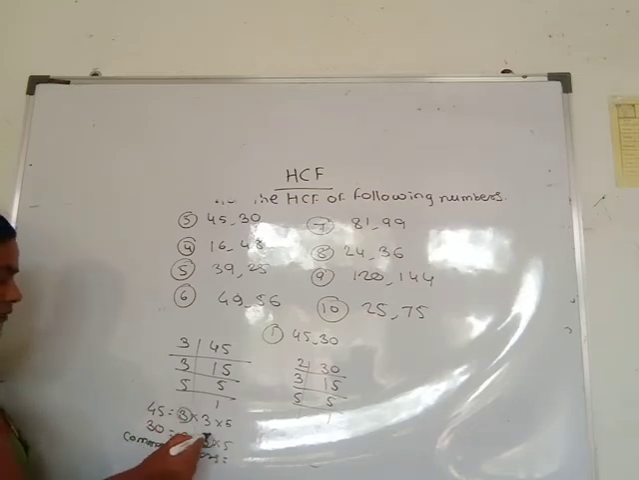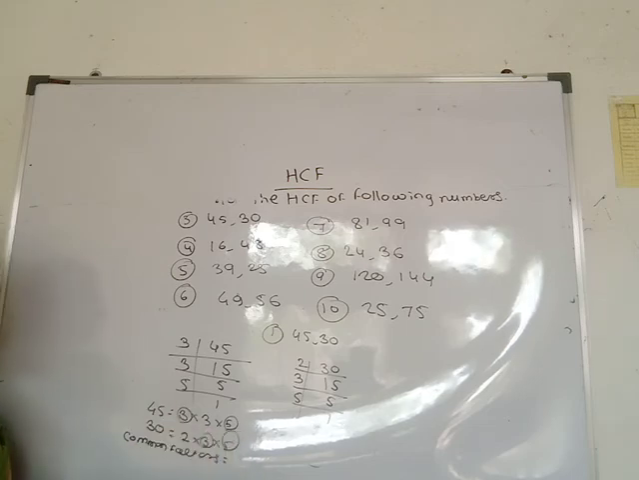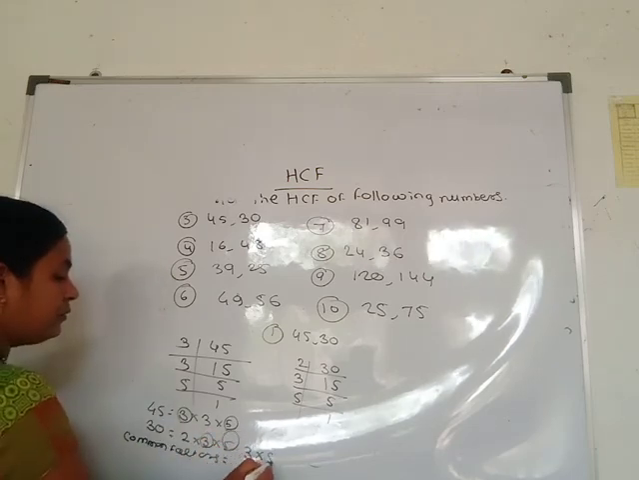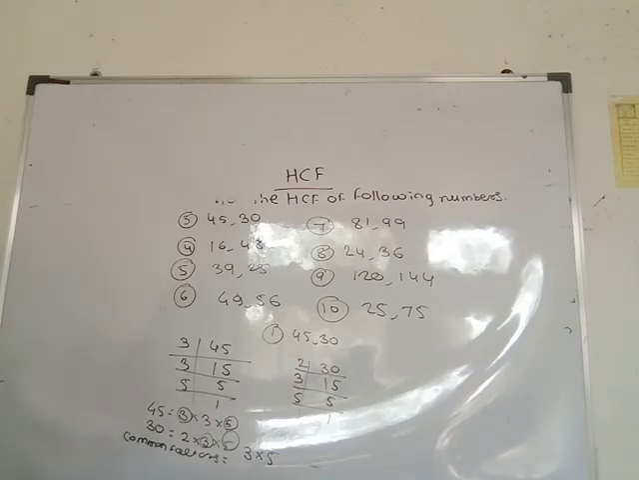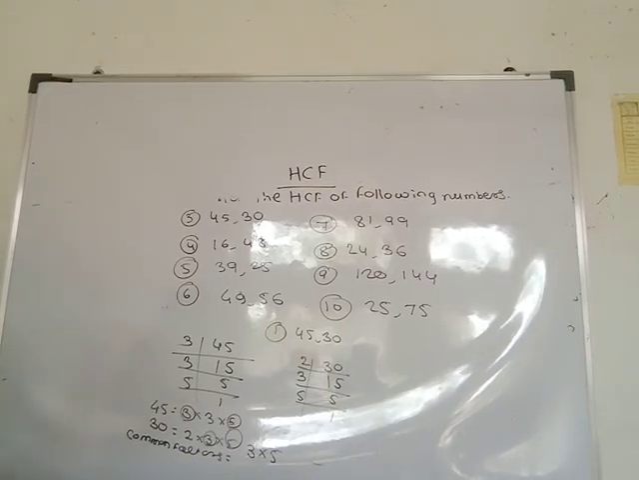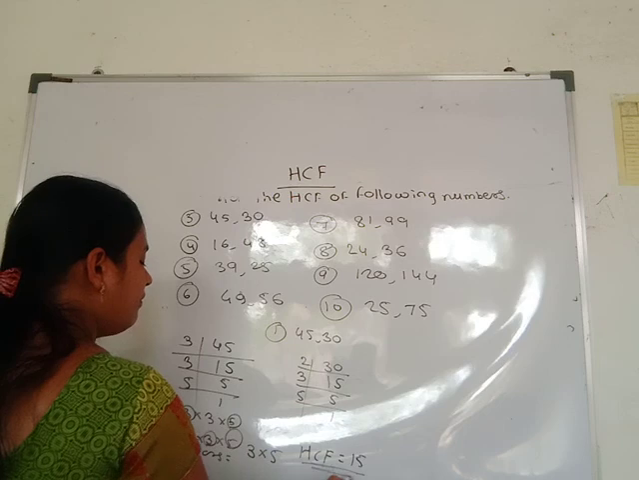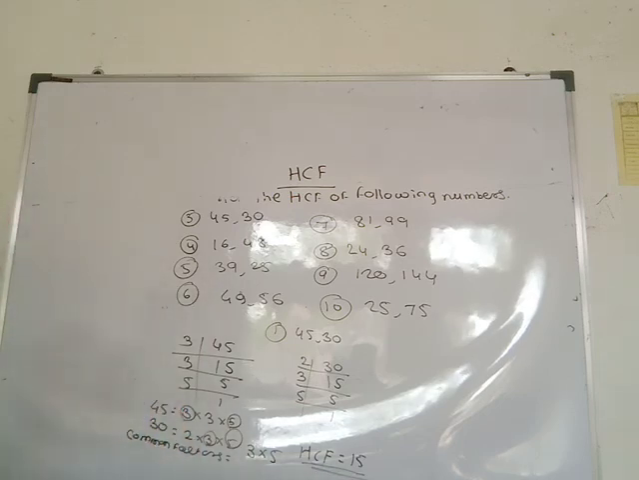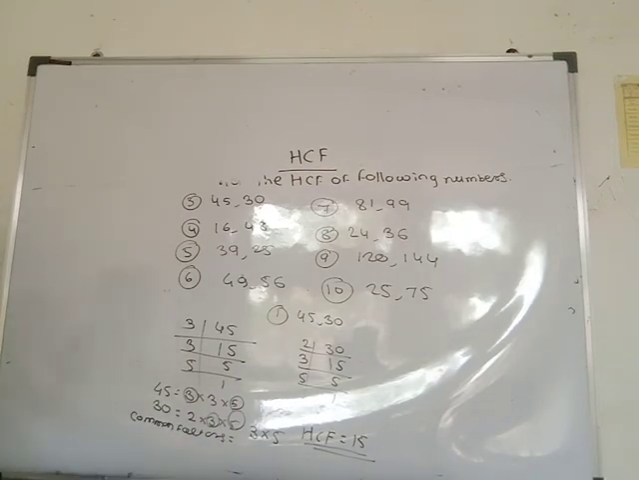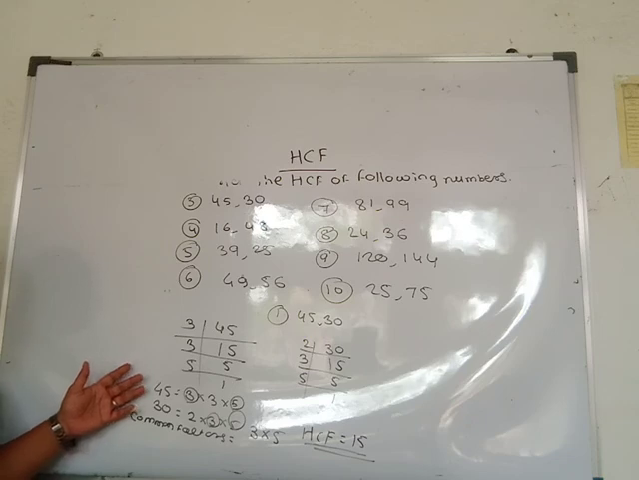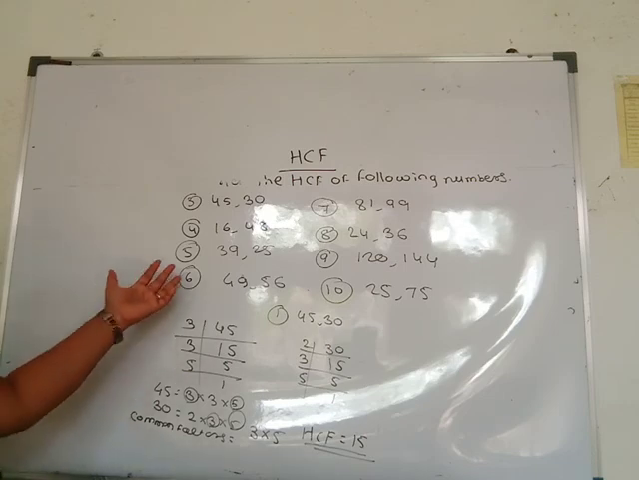Here 3, here also 3. Here 5, here also 5. Then 3 into 5, you do multiplication. In the prime factorization method, the common numbers are multiplied. The common factors are 3 and 5, so the HCF is 15. For the numbers 45 and 30, the HCF is 15. This is the prime factorization method. Choose any method and find the HCF of these numbers.